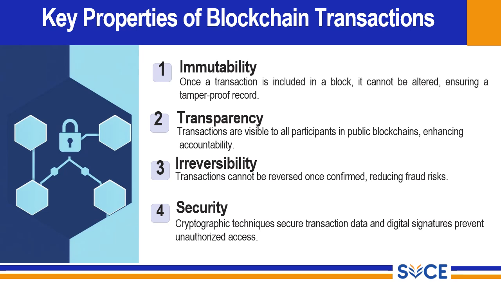So why is immutability important? It prevents fraud. Hackers cannot modify past transactions, and it ensures data integrity, used in supply chains, healthcare, and legal records, and increases trust. The user can rely on blockchain as a tamper-proof system. For example, if Alice sends one BTC to Bob, the transaction is permanently recorded. She cannot recover or modify it later.